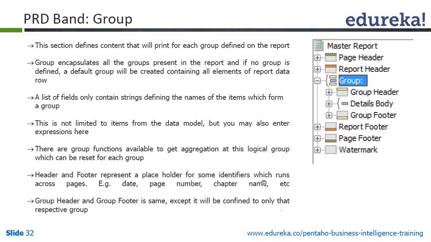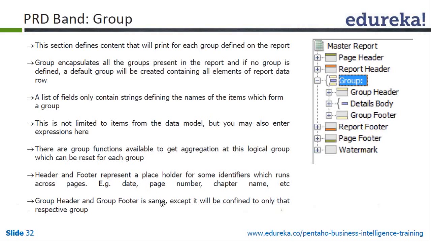Headers and footers represent a placeholder, and here headers and footers means group header and group footer. You can put date, page number, chapter name, those types of things. Header and footer is basically page level: page header, page footer, report header, report footer. That's where you can put date, page number, and group header depending on your requirement.